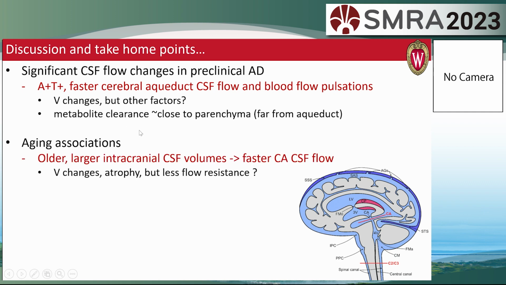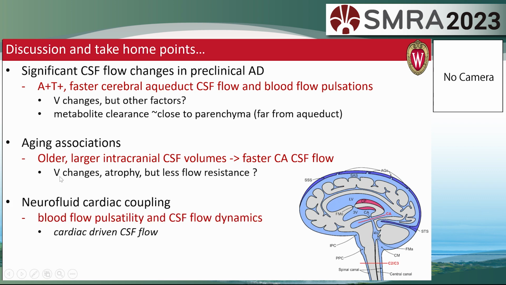We observed some aging associations, with older people with larger intracranial CSF volume having faster cerebral aqueduct CSF flow velocities. Again, definitely there's some vascular changes or driving forces from vascular origin driving these CSF movements. There is more atrophy in the older participants, and perhaps in these more atrophied brains there's also less flow resistance. And we observed neurofluid coupling with these associations between blood flow pulsatility and CSF flow dynamics.